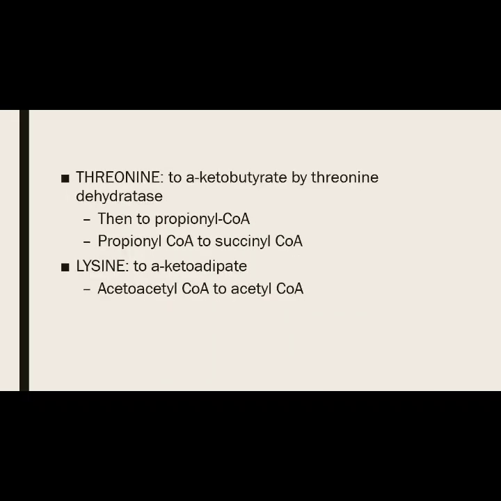Alternately, your threonine can be degraded to alpha ketobutyrate by threonine dehydratase, and subsequently to propionyl coenzyme A. The alpha ketobutyrate is the product, and this alpha ketobutyrate is further metabolized to produce propionyl coenzyme A. And this propionyl coenzyme A is then converted into succinyl coenzyme A.